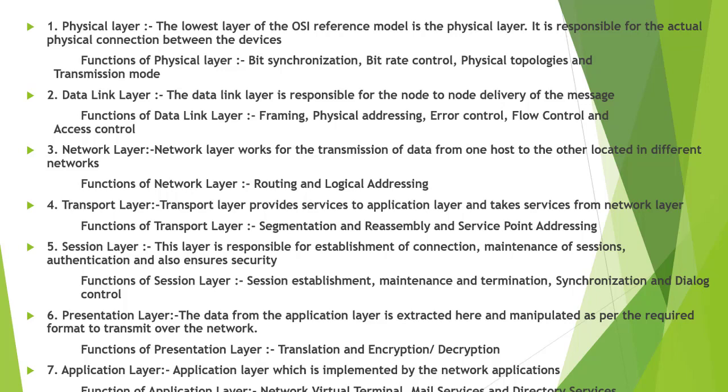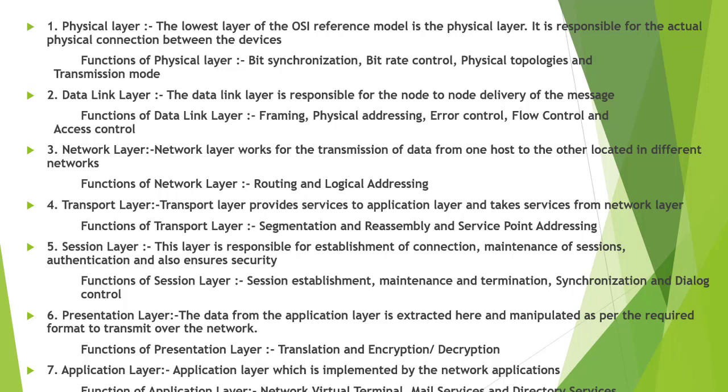The sixth layer is the presentation layer. The presentation layer is also called the translation layer. The data from the application layer is extracted here and manipulated into the required format to transmit over the network. The functions of the presentation layer are translation, for example ASCII to another format, encryption and decryption, and data encryption.